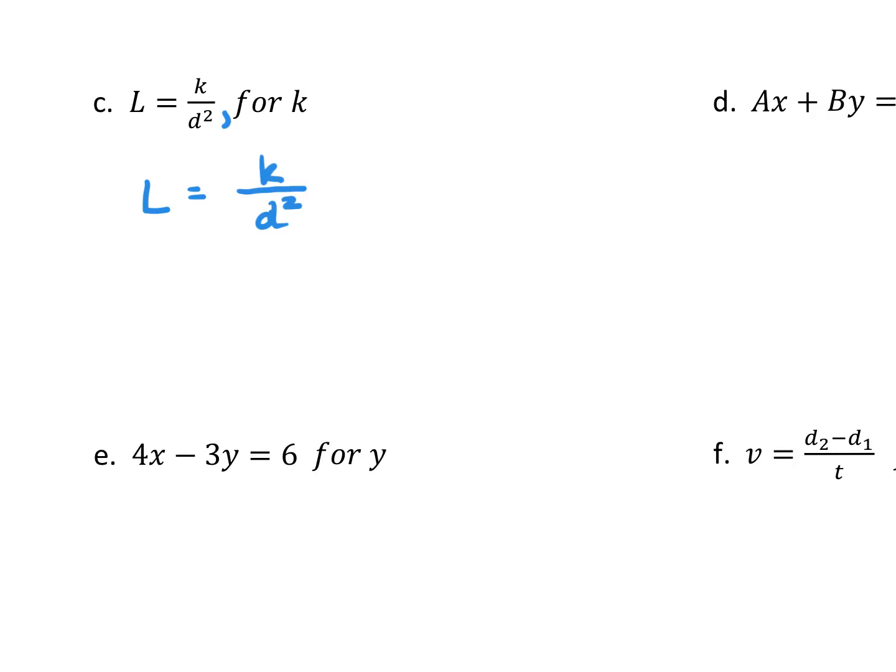How do we get rid of divided by? Well, we multiply. And so I am going to multiply D squared on the right, and whatever we do to the right, we want to do to the left. And so on the right side, my D squareds cancel. I am left with just a K. And on the left side, you can either write D squared times L or L times D squared. It does not matter what order they are in. And we should get L times D squared.